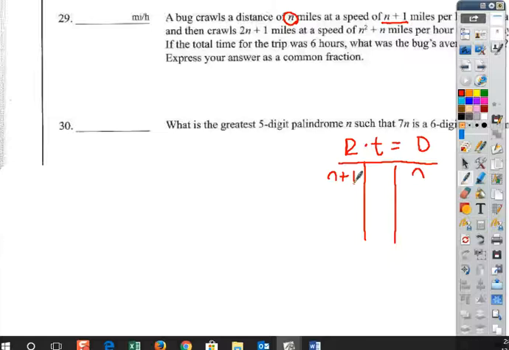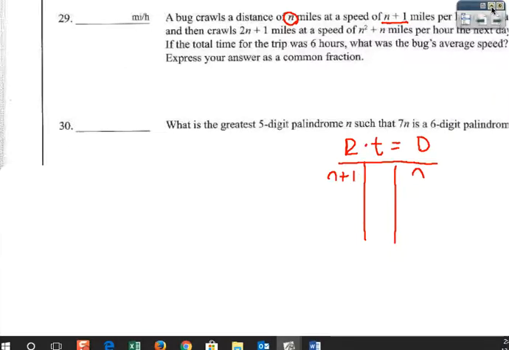And then it goes on to say that on one day, and then it crawls 2n plus 1 miles. So that's 2n plus 1 miles at a speed of n squared plus n. Correct? Okay. And it says that we've gone a total of 6 hours. Boy, am I glad I know that rate times time equals distance. I don't have time, but I have rate and I have distance.